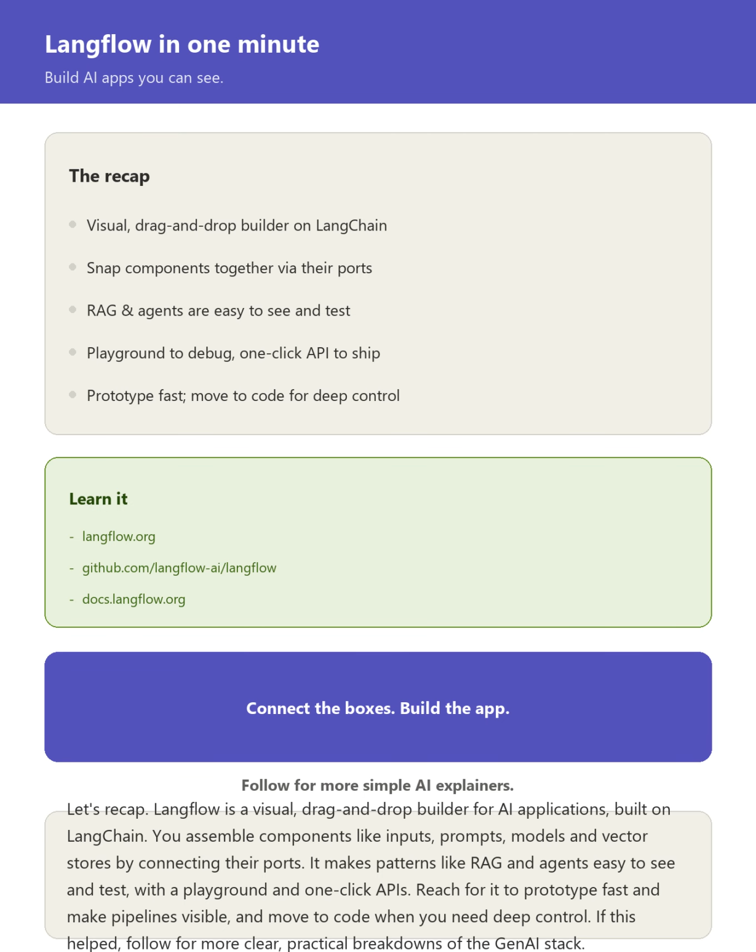Let us recap. Langflow is a visual, drag-and-drop builder for AI applications, built on LangChain. You assemble components like inputs, prompts, models, and vector stores by connecting their ports. It makes patterns like RAG and agents easy to see and test, with a playground and one-click APIs. Reach for it to prototype fast and to make pipelines visible, and move to code when you need deep control.